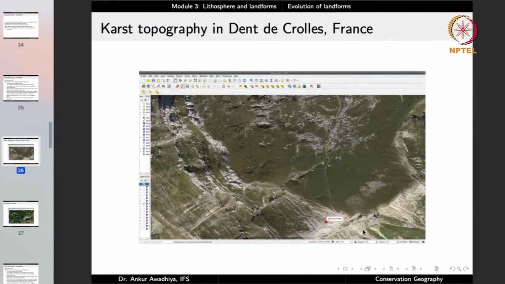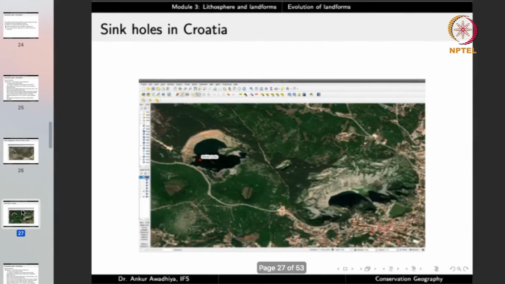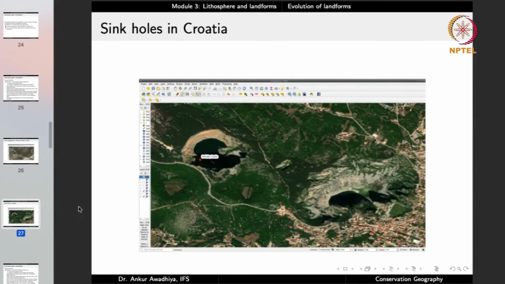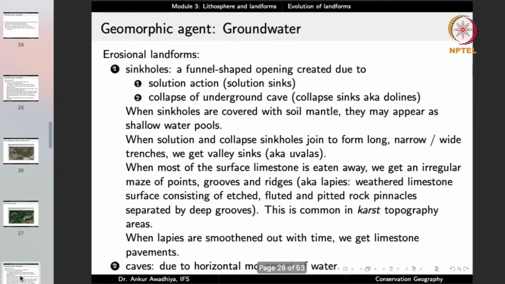Now in this area you will find that so much of it is denuded, it's looking white in color, and there are a number of holes in this area. So the landform is full of holes and pits. This is how a sinkhole looks like. So these are sinkholes in Croatia, and here we can observe that these are all filled with water, and this is what a sinkhole looks like. So these are the erosional landforms, sinkholes.